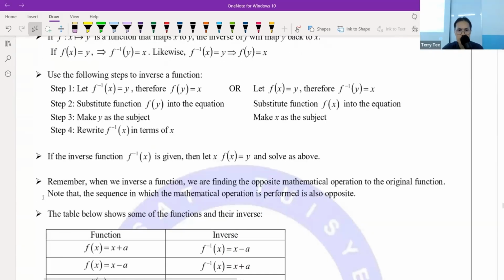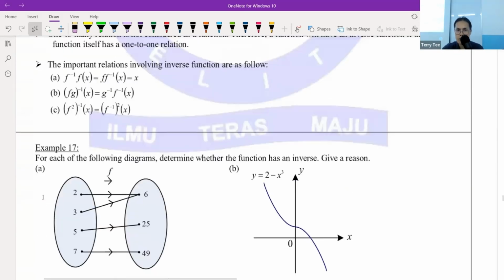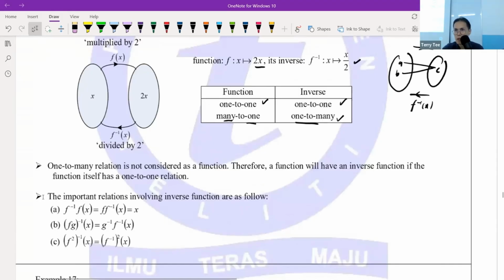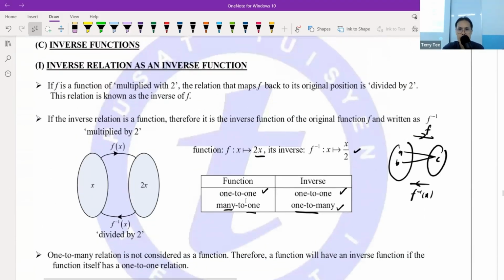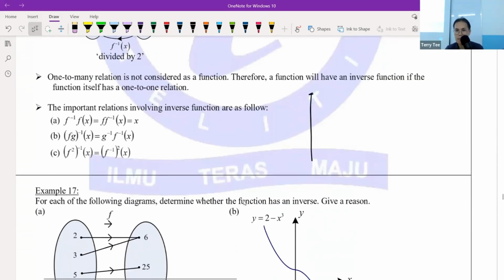Just now we did a vertical line test. For inverse, we can use what we call a horizontal line test. A horizontal line test means I give you one example. We have a curve like this. I don't know whether this has an inverse. We draw a horizontal line. If you cut at 2 points, it has no inverse. If you cut at 1 point, it has an inverse.